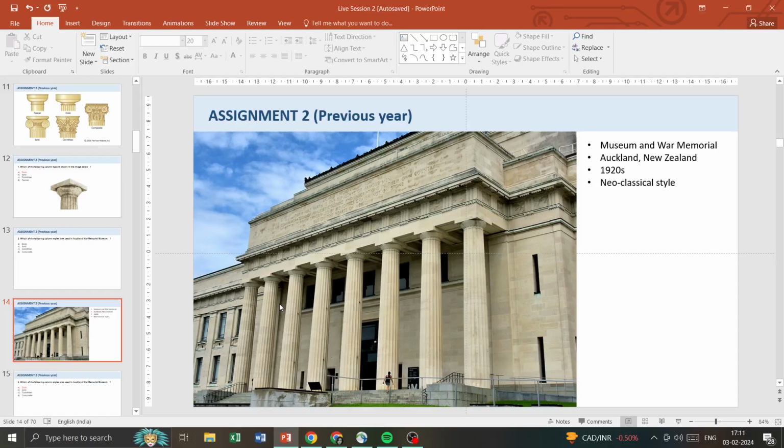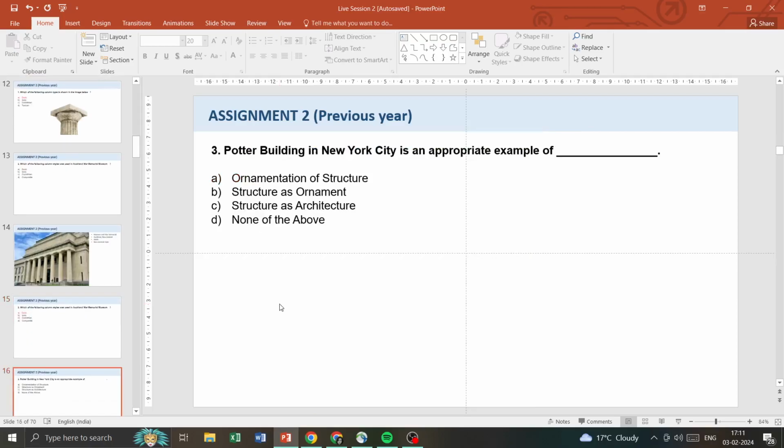So when you look at this building and when you look at this column, it's very easy to identify which type of column this is. First of all, we see the capital. The capital is very simple, which means this would probably be Doric. Then we look at the column, and we see the column has flutes. The column is not plain. Because it has flutes and the capital is simple, that's why this is Doric.